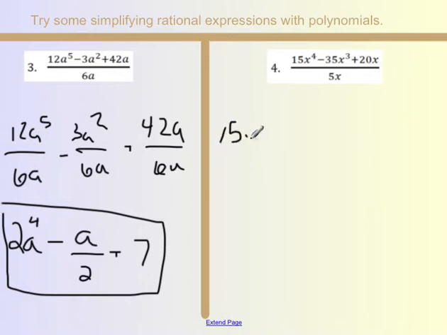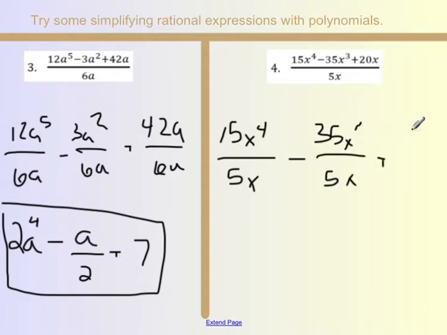So I have 15x to the 4th, then divided by 5x. Again, just splitting that up. Negative 35x cubed, again, divided by 5x. Plus 20x divided by 5x. So let's go ahead and let's divide that out.